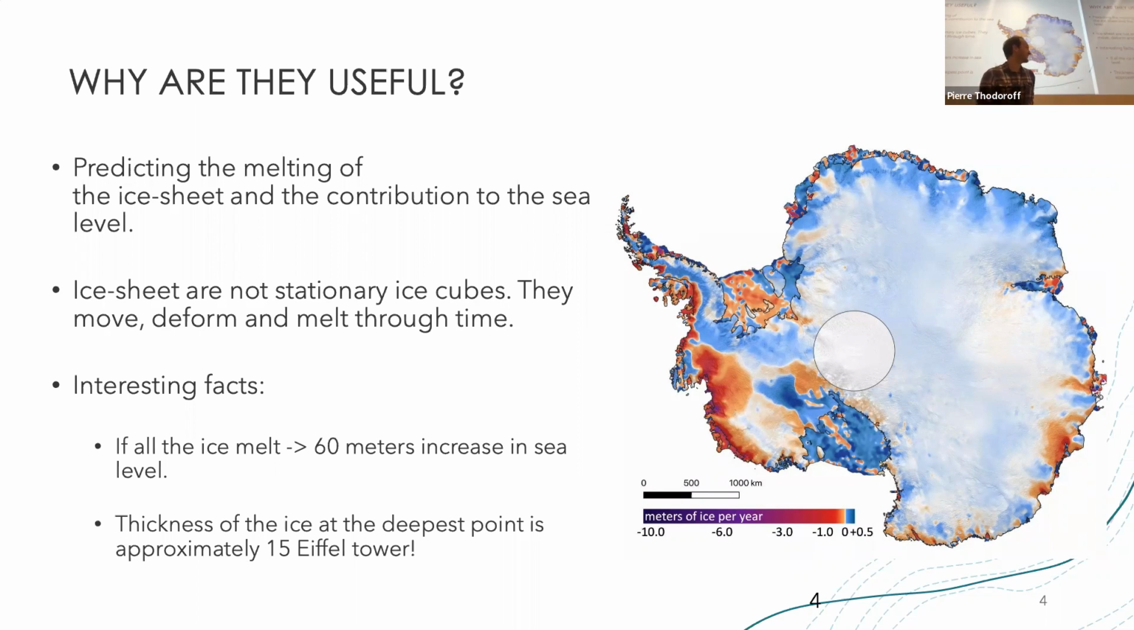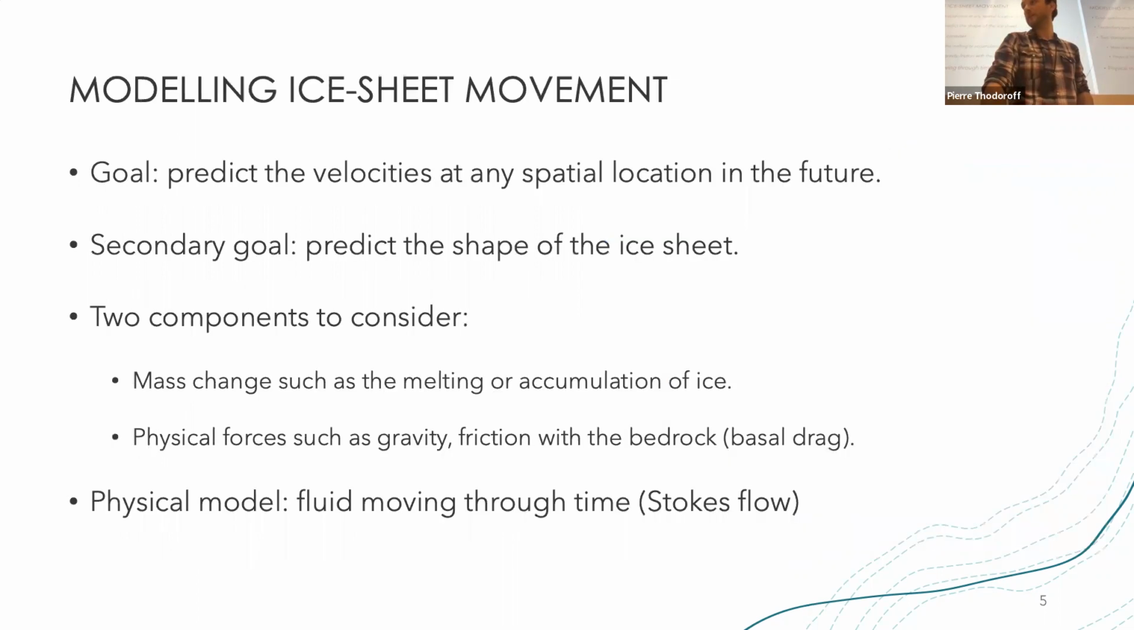There's two interesting facts that I thought were kind of fun to mention. The first one, just to give a context of how big the Antarctic is: if all the ice were to melt, that would lead to a 60 meter increase in sea level. That would probably flood a lot of the UK and a lot of places in the world. The other one that I like to talk about is if you climb the Eiffel Tower 15 times, that's the deepest point of ice in the Antarctic. So it's 15 Eiffel Towers tall, which is kind of nice to give a bit of context as to how big the ice sheet is. And so the goal, as I mentioned earlier, is going to be trying to predict how things are going to move in 10, 15, 50 years.